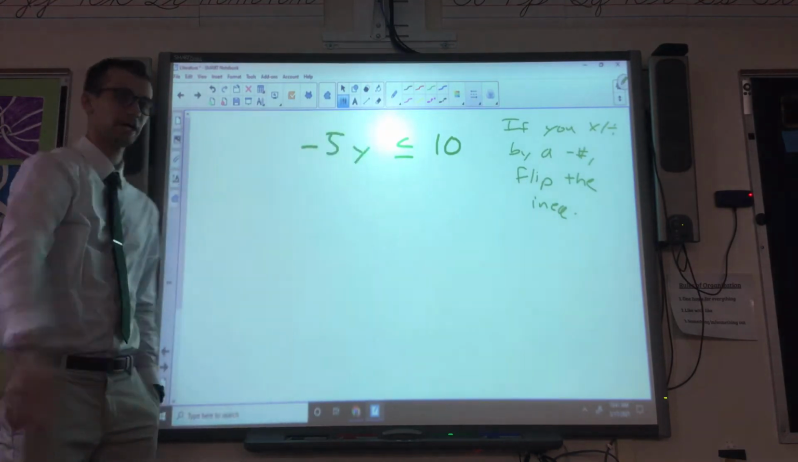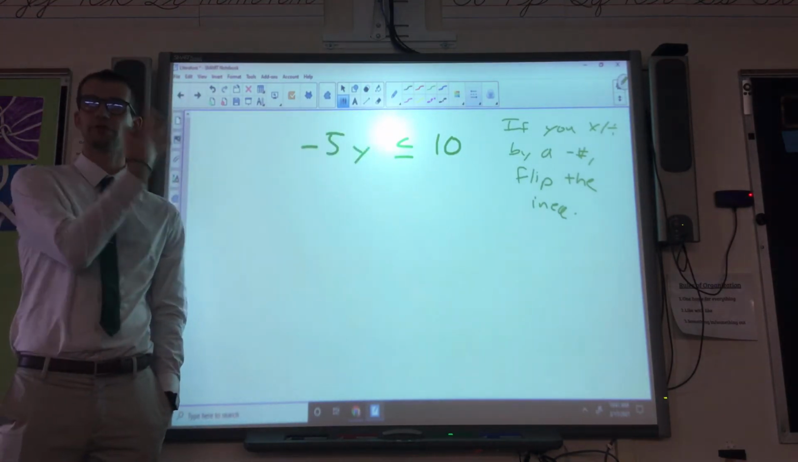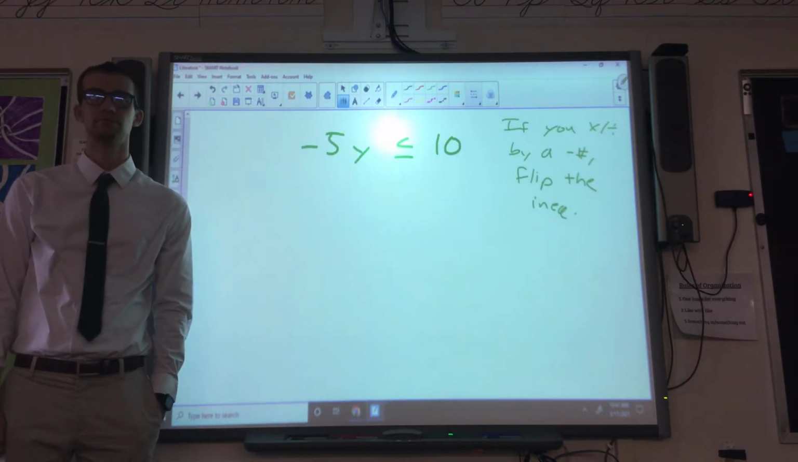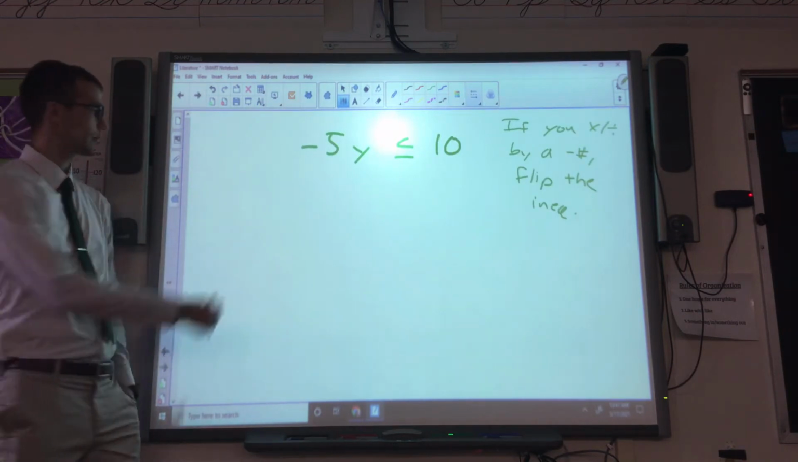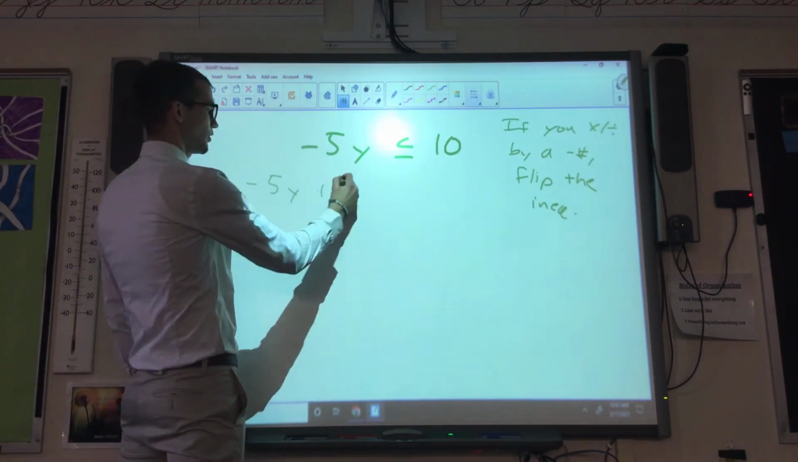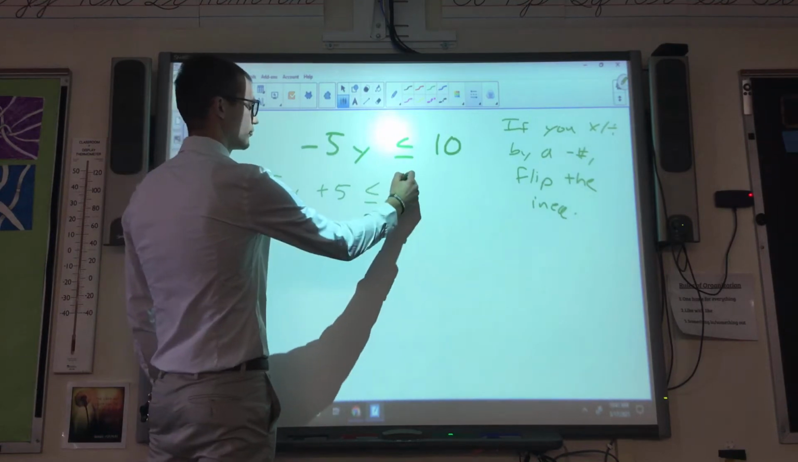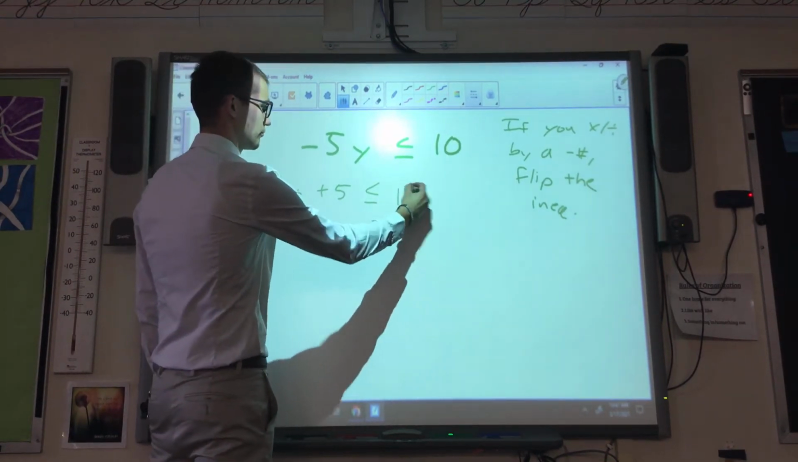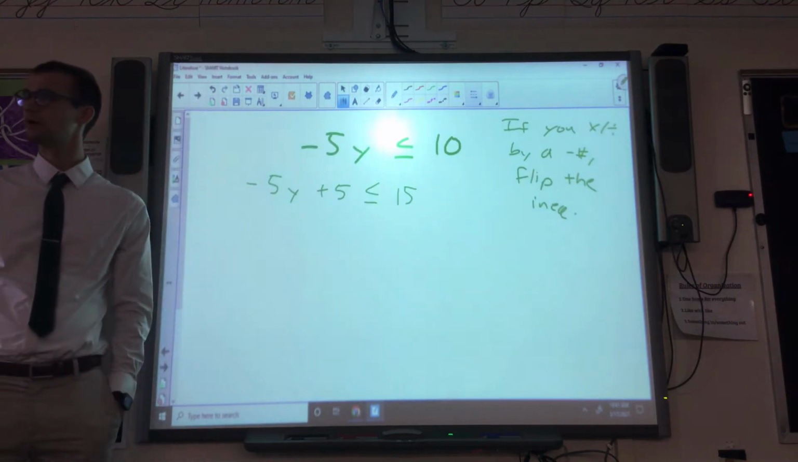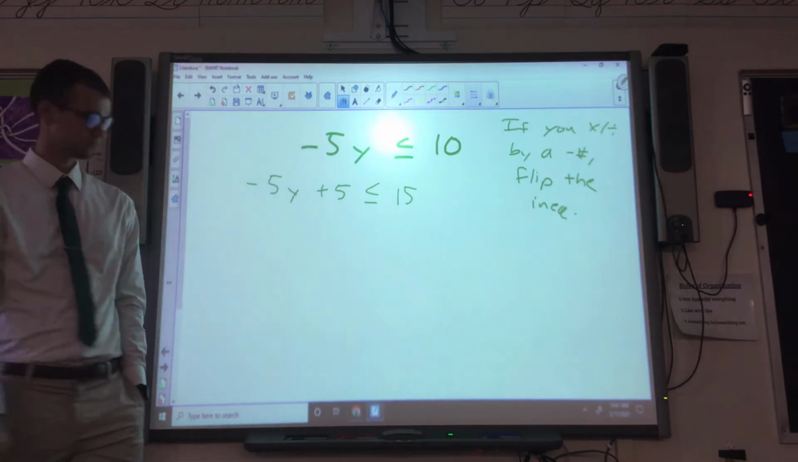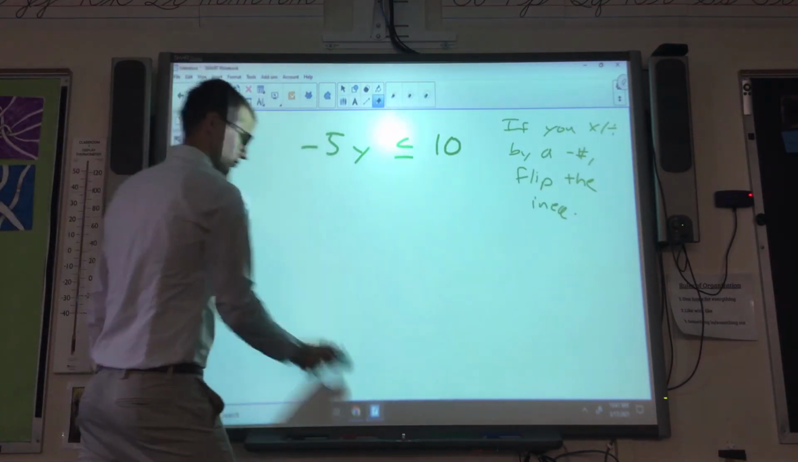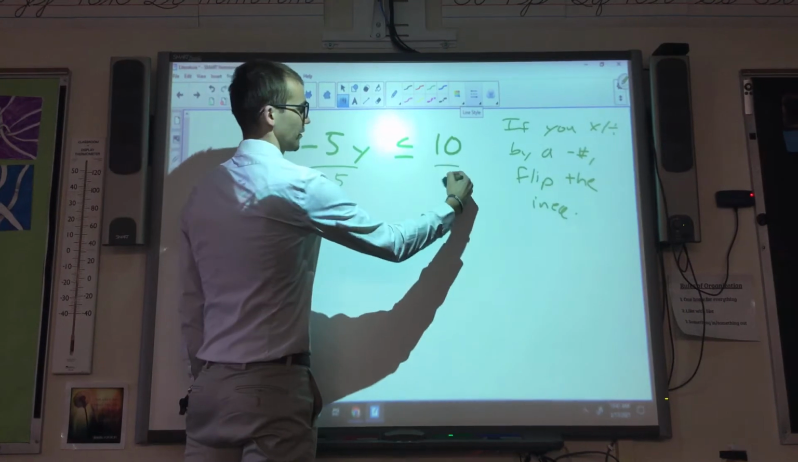So I have negative 5y is less than or equal to 10. What do I have to do to get y by itself? Add 5? Okay, now I've got negative 5y plus 5 is less than or equal to 10 plus 5, because whatever I do to one side, I gotta do to the other. Oh, divide by 5? Okay, divide by 5, divide by 5.